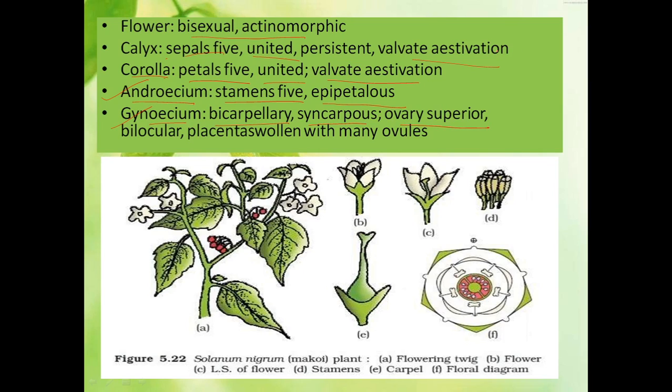Here you find the ovary is superior and bilocular, with a swollen placenta bearing many ovules. So this is the diagram. A is a flowering twig. B is a flower, you can look at the flower. C is the longitudinal section of the flower. D is the stamen; look at the arrangement of stamens. E is the arrangement of the carpels; you can see the ovary is superior. This is the floral structure.